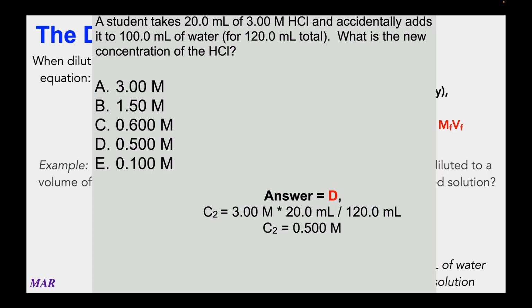And notice you can use milliliters over milliliters, like in this example, or in the previous example, we had liters over liters. As long as your volume units are the same, you can use anything you want. You could use nanoliters over nanoliters. You just want to make sure that those volume units cancel. That's the important punchline of all this stuff.